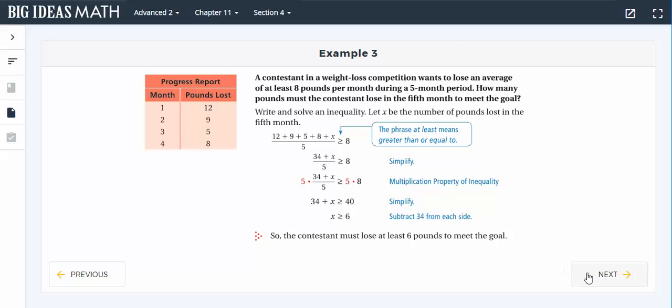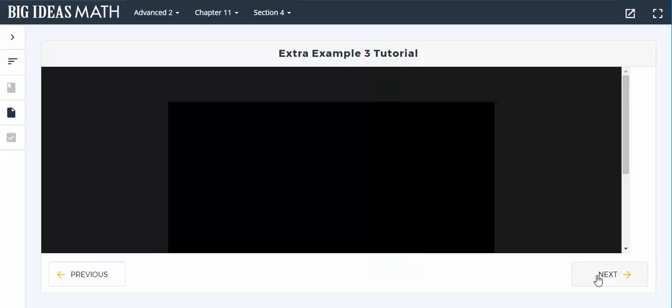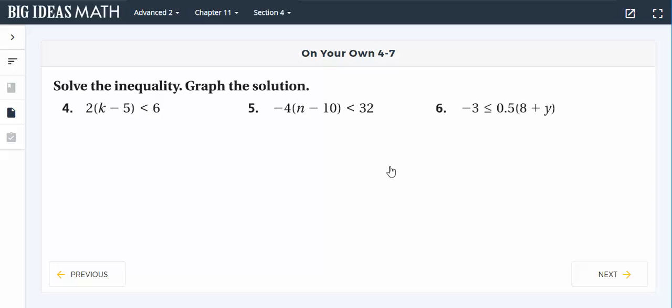That is what you need for the x. Now I believe you will have some on your own to practice. And then click next to see the results of these.